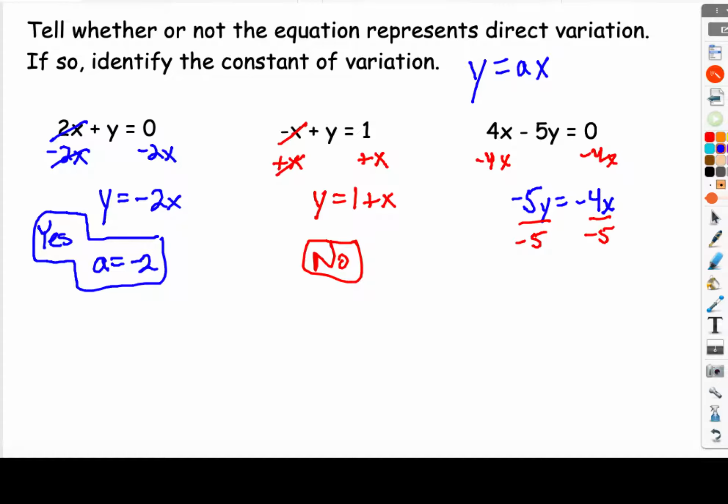Again, to get that y totally by itself, right? Negative 5 divided by negative 5 should cancel away nicely, and negative over negative makes a positive. 4 over 5 is 4/5. And again, if it's 4x over 5, I can just take that x off the top of the fraction, just like saying 4 times x divided by 5 is the same thing as 4 divided by 5 times x. And I get a nice equation there, which again looks like a number multiplied by x. So I would say yes, a equals 4/5, or my constant of variation would have been 4/5.